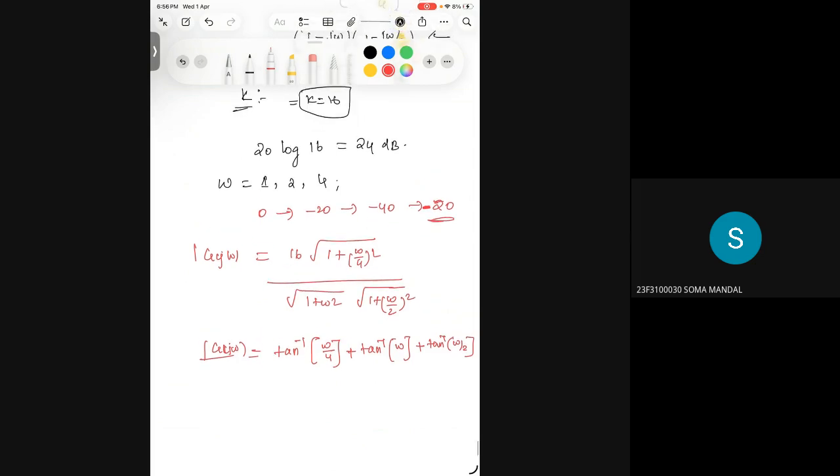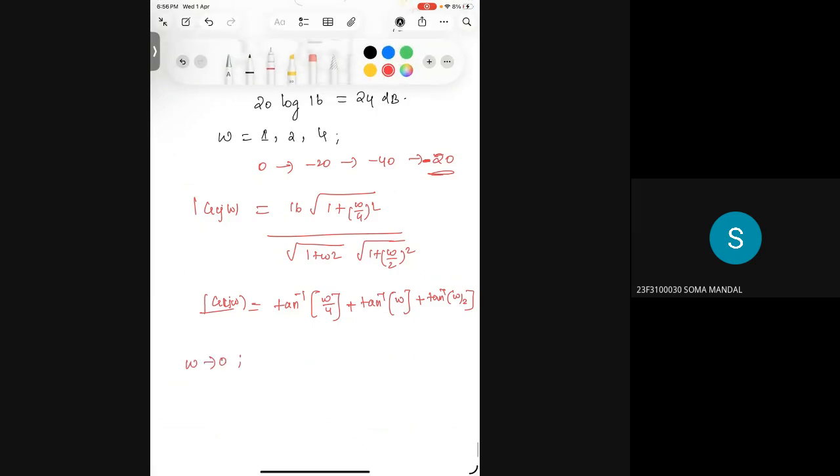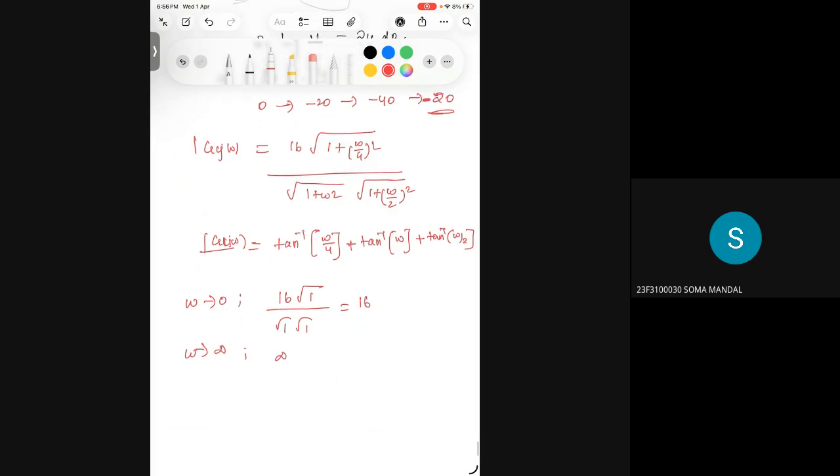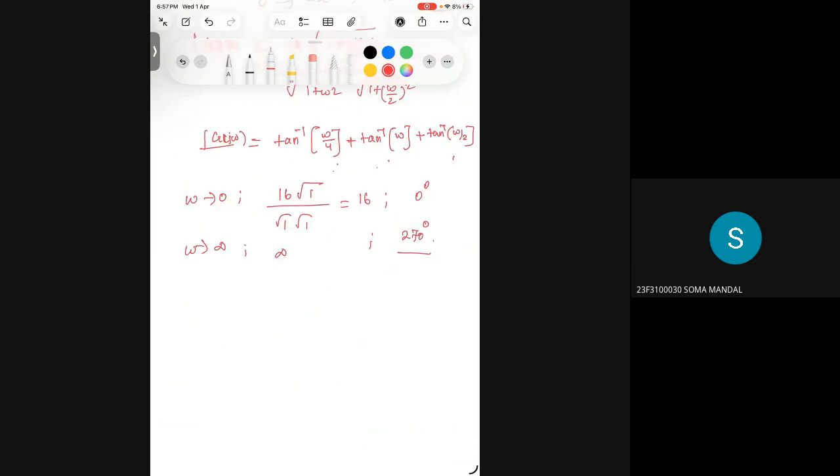Now we will first test the limits. When omega equals 0, the magnitude becomes 16 root of 1 divided by root 1 into root 1, so it will become 16 only. When omega tends to infinity, this will become infinity by infinity. For the phase angle, when omega equals 0, tan 0 is 0, so the angle will also be 0. At omega equal to infinity, it is 90, 90, 90, right? Yes, ma'am. So it will become 270 degrees. So your phase starts from 0 and goes till 270 degrees.